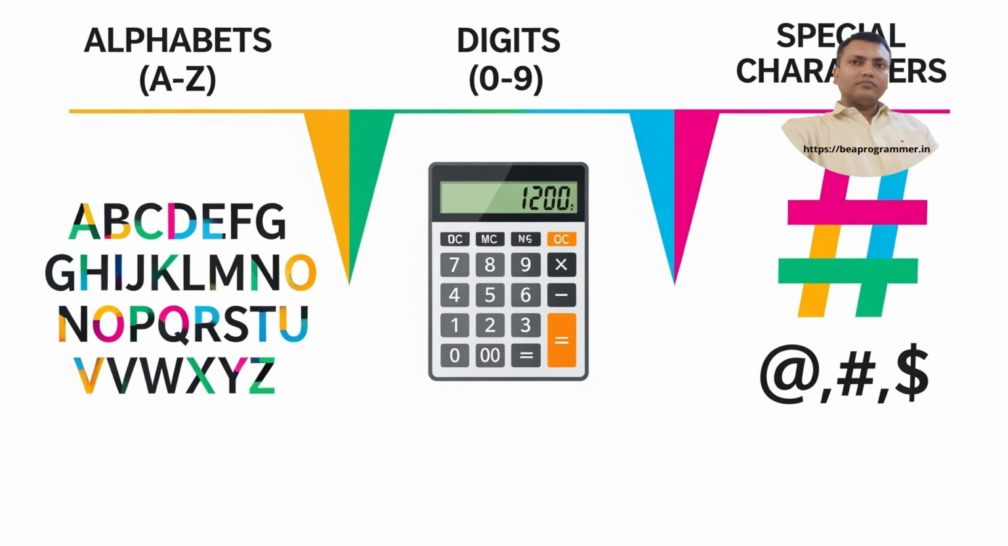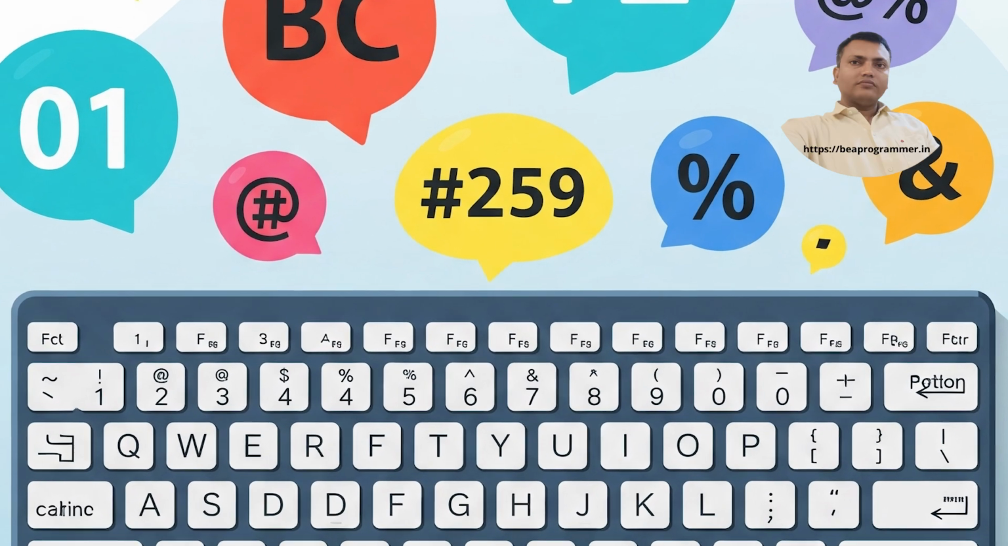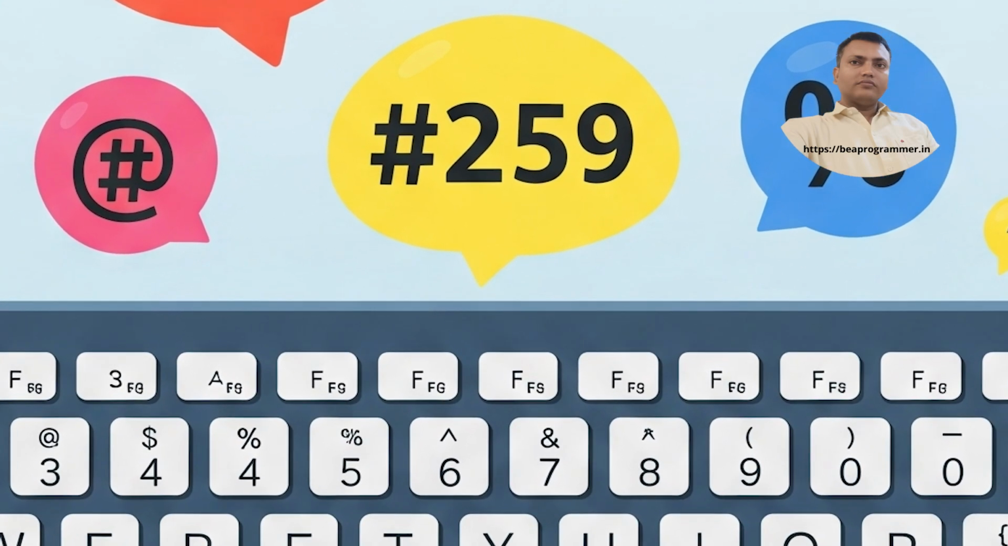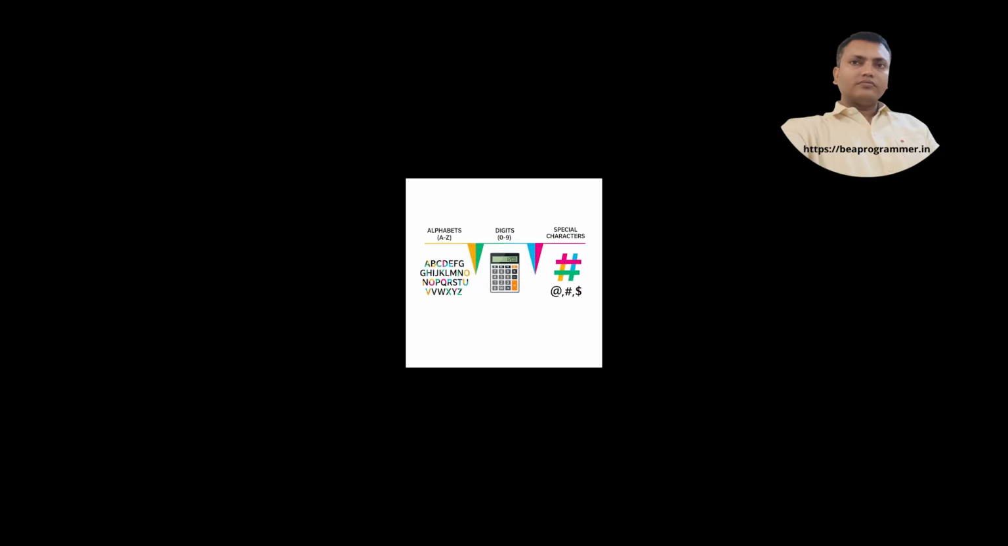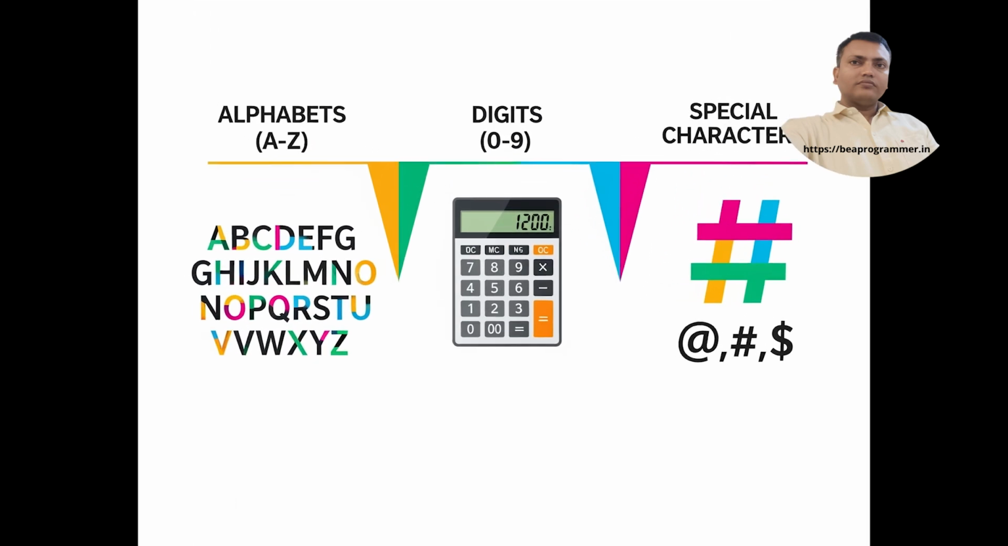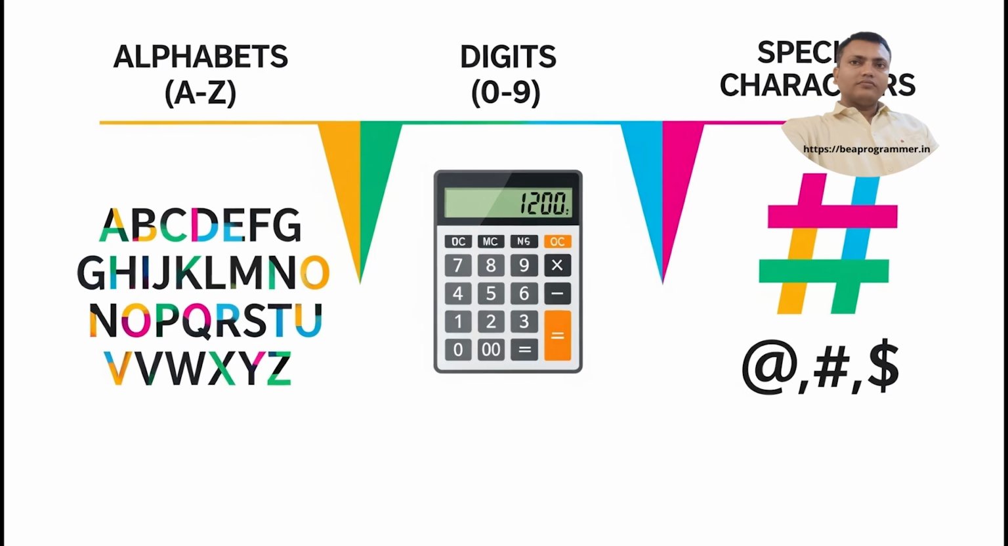Think about it. What can you input using a keyboard? You type letters, numbers, and symbols. That's a character set. Remember this. A character set is a collection of alphabets, digits, and special symbols.